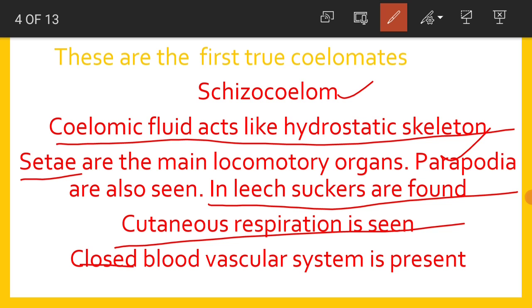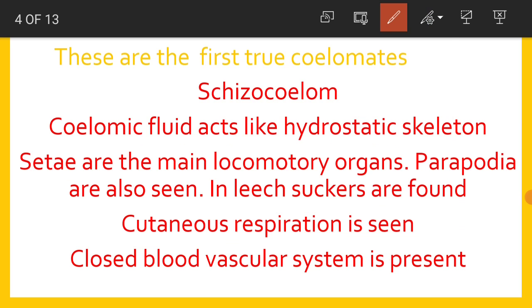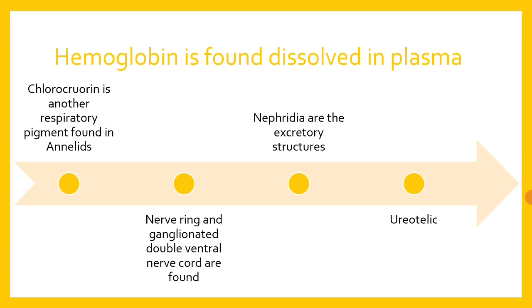A closed blood vascular system is present in earthworm. In earthworm, one can see the dorsal blood vessel, ventral blood vessel, lateral hearts like that. Hemoglobin is found dissolved in plasma, whereas in vertebrata like human beings, the hemoglobin is present on the RBC.